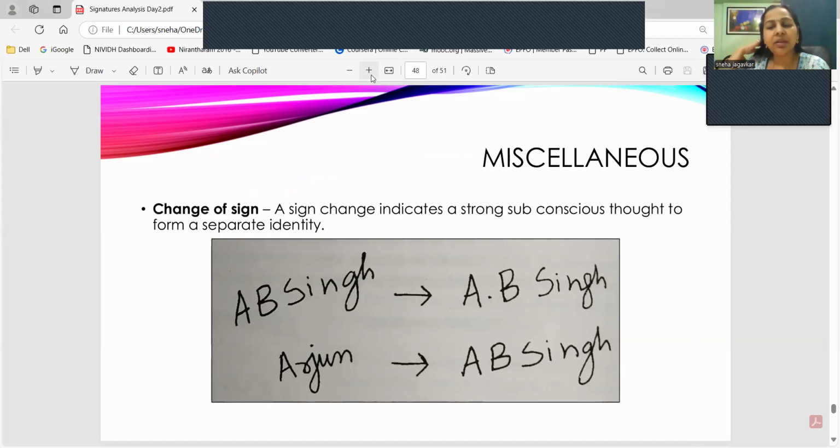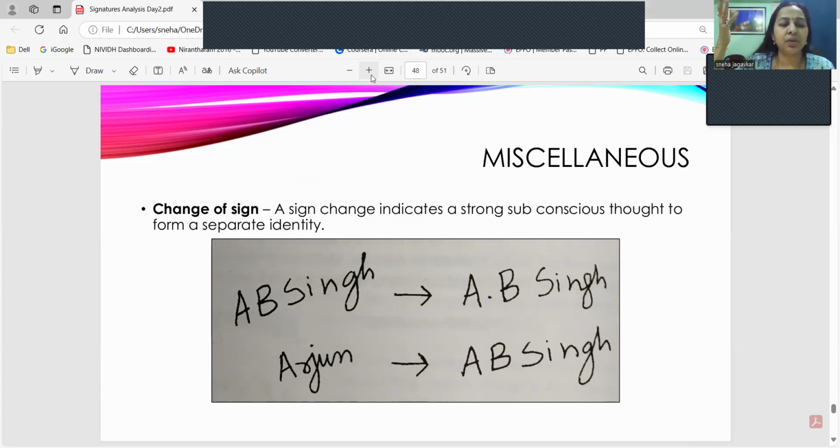Now comes the very basic question, ma'am, with so many intricacies or so many different small parts that we need to take care of, what exactly should an ideal signature be? So, an ideal signature should always have your initial, your father's initial, and your full surname. So if I am Sneha Sanjay Joshi, I would be signing SS Joshi.